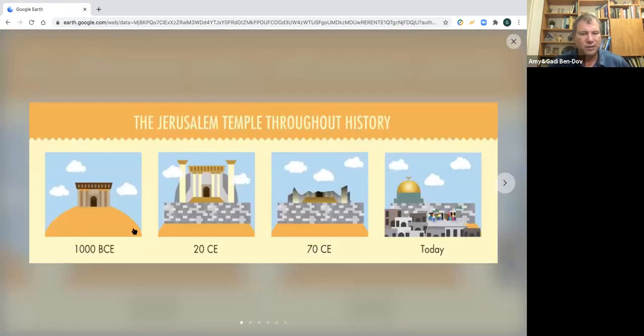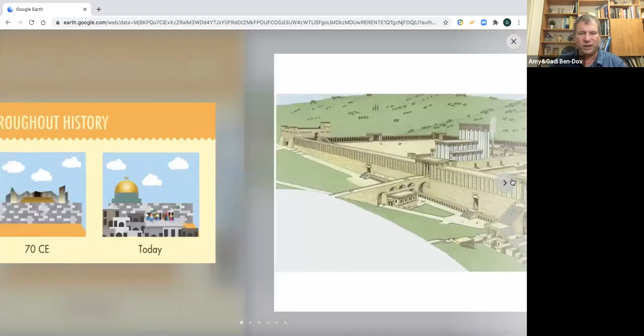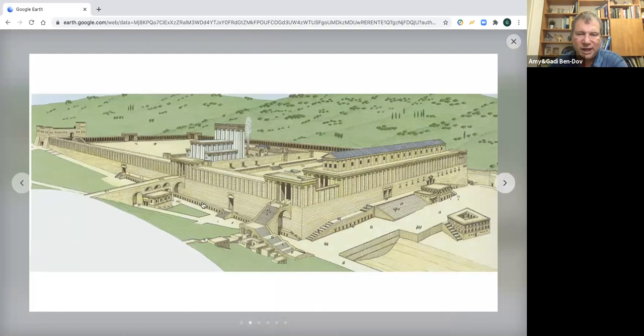So here's just a quick 1000 BCE. This is Solomon. In 20 CE, which probably is Herod, we have the walls, the platform. You see how there was a hill? And what Herod does are these walls, retaining walls, to build a big platform. And eventually in 70, it's destroyed. And today, of course, we have the Muslim temple on the top there, which we'll talk about in the next couple of sessions.